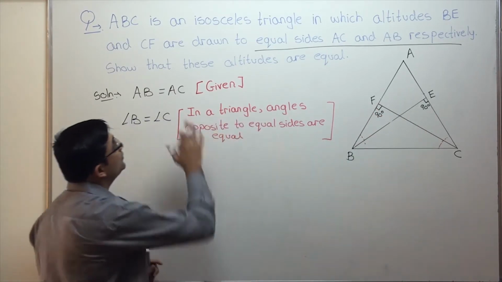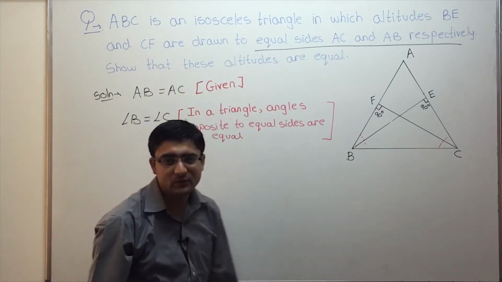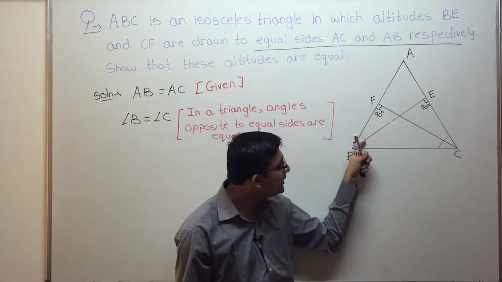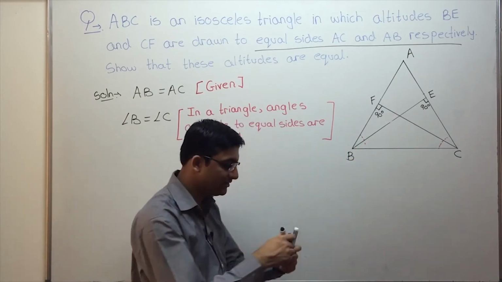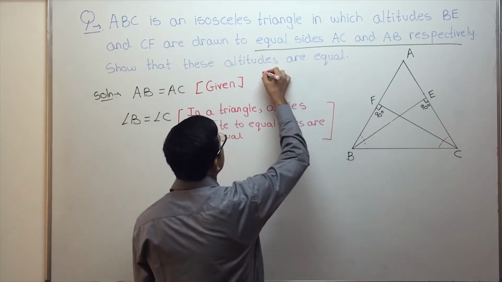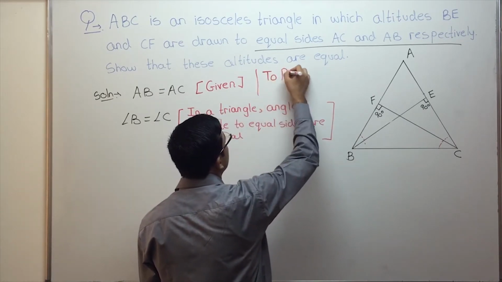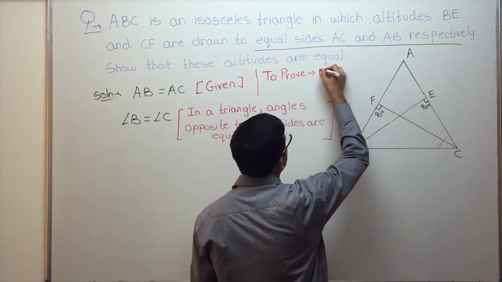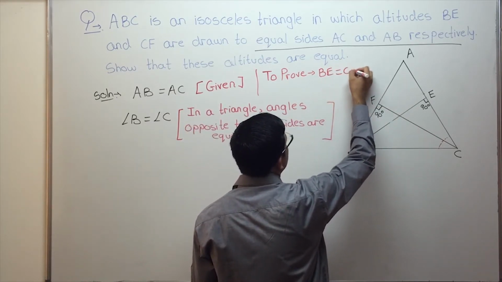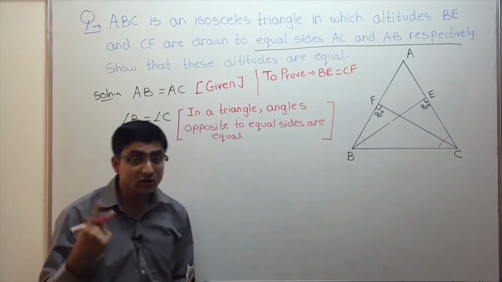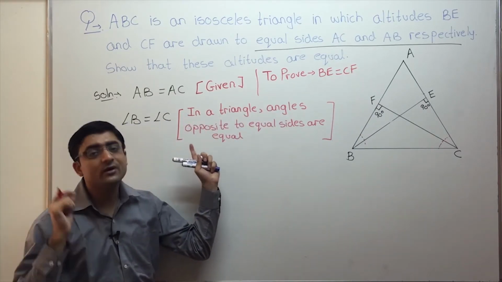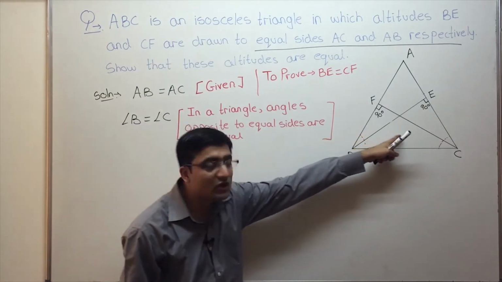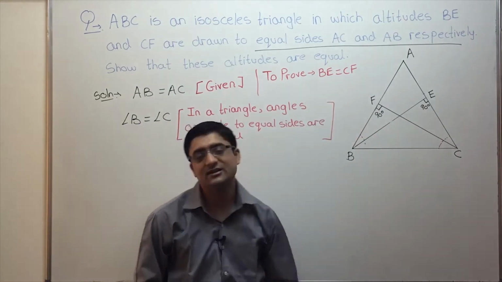Now what do we have to show? We have to show that these altitudes are equal. So which are the altitudes? BE and CF. So what do we have to prove? We have to prove that BE is equal to CF. So I'll write it over here. That is to prove, we have to prove the altitudes are equal, that is BE is equal to CF. So it's very important to understand two things in a question. What is given to you and what you have to prove. So we are given that AB is equal to AC. What do we have to prove? The altitudes are equal, that is BE is equal to CF.